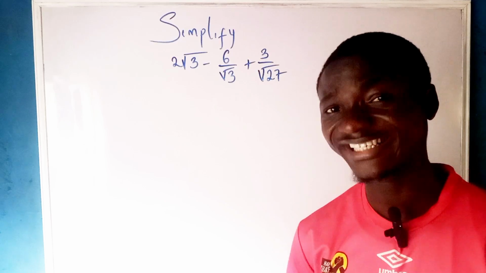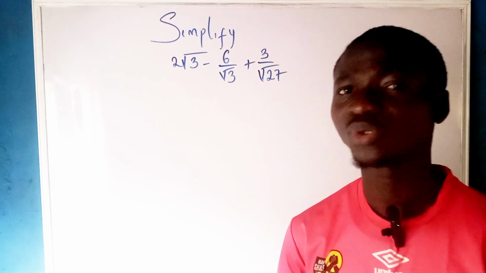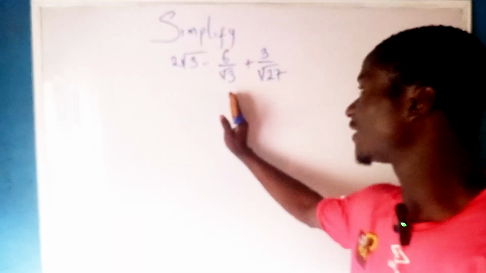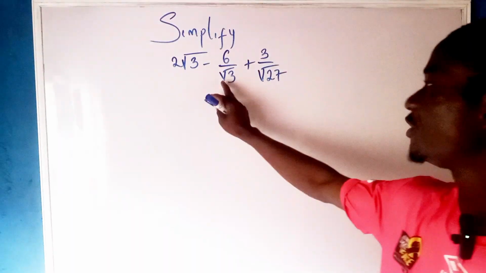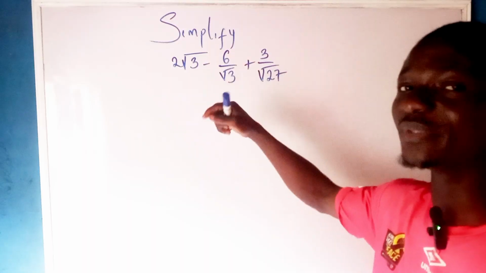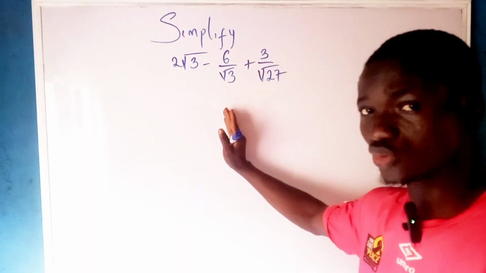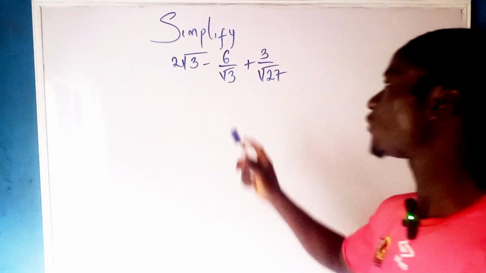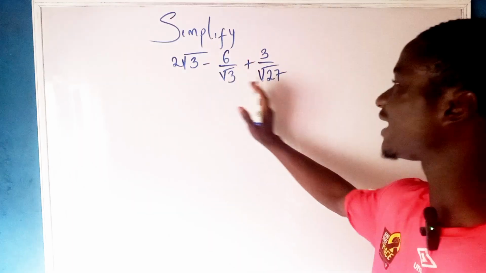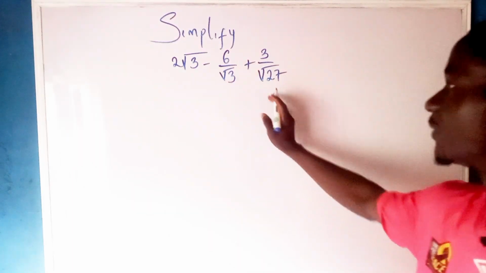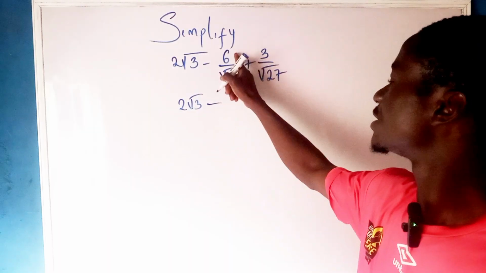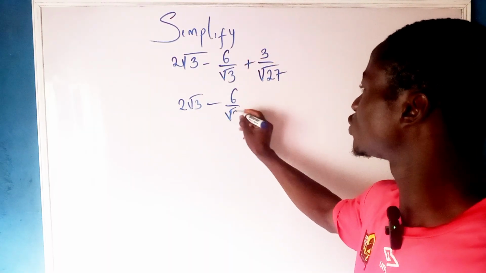Simplify 2 root 3 minus 6 over root 3 plus 3 over root 27. If we check very well, we observe that we have two fractions, and the denominators of these two fractions are in root. Now, because our denominators are in root, what are we to do? We are going to rationalize those denominators. Therefore, we are going to have 2 root 3 minus 6 over root 3.